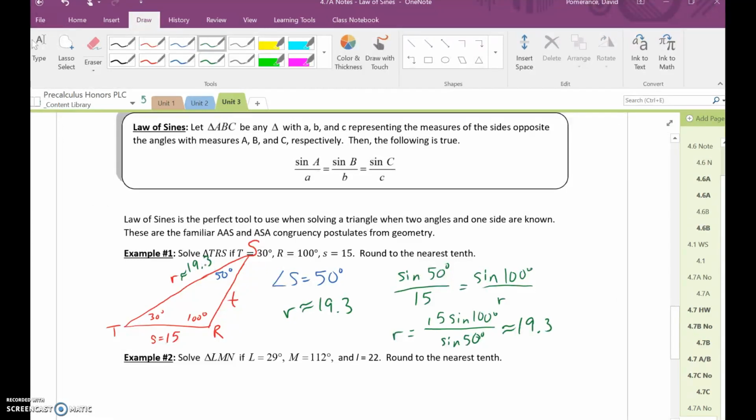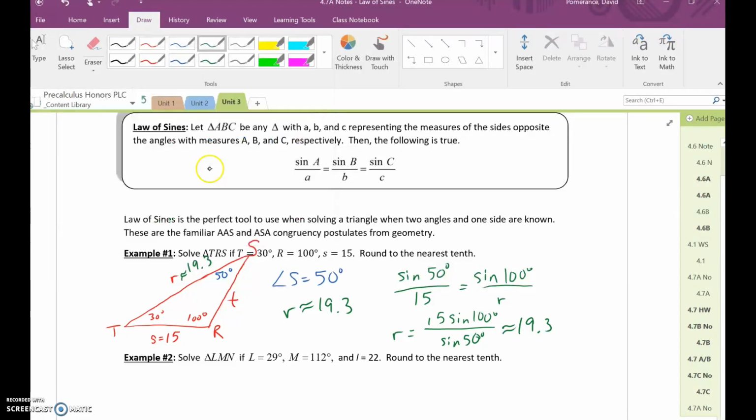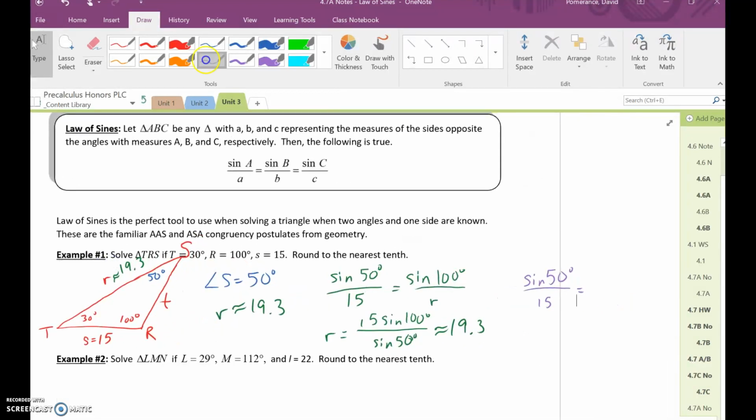The only thing that's left now is side T. So I would just go back to the same equation we used before. What's a good color? I like purple. So I would still do sine of 50 degrees over 15. But this time, instead of using the 100 degrees, I'm going to use the 30 degrees. So that would be sine of 30 degrees. And 30 is angle T. So that means we're going to put side T down here. And that's going to look shockingly similar to the last problem.